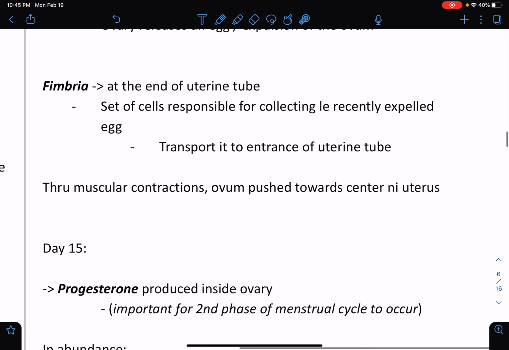So at the end of the uterine tube, this is a set of cells responsible for collecting the recently expelled egg and transporting it to the entrance of the uterine tube. Through muscular contractions, or peristalsis, the ovum is pushed towards the uterus. In the uterus.